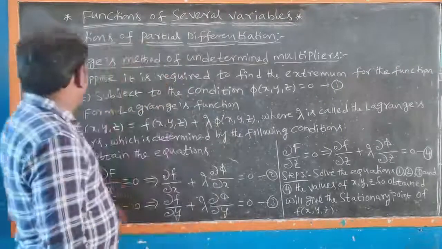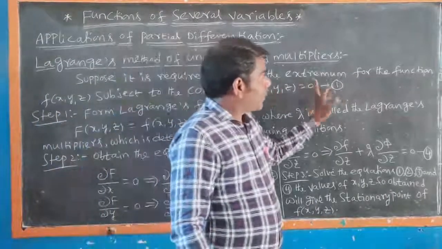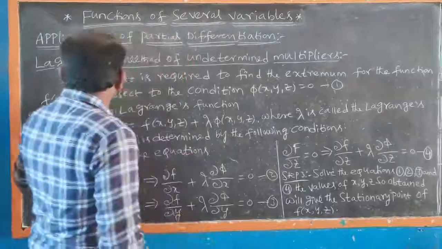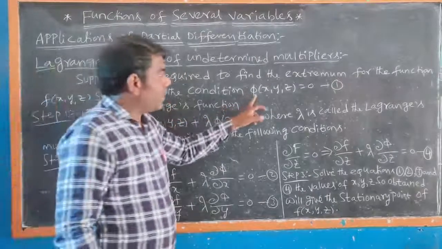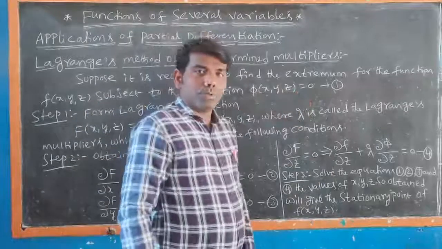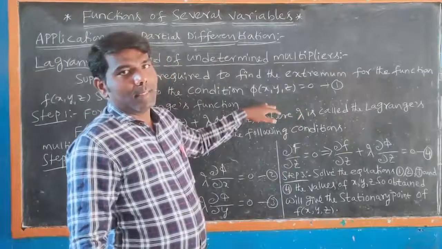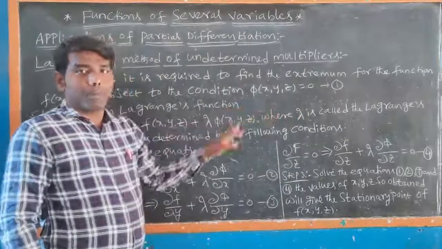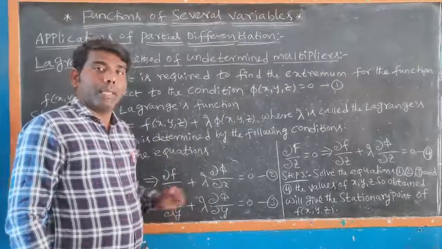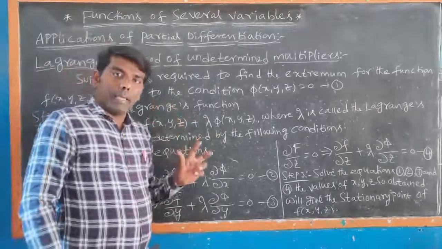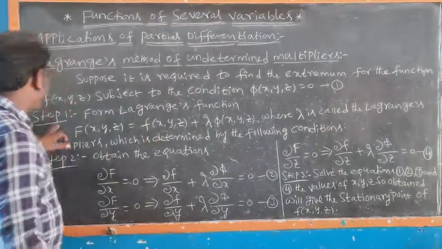Suppose it is required to find the extreme for the function f of x comma y comma z subject to the condition phi of x comma y comma z is equal to 0. This is equation number 1. This is the constraint. With constraint problems, by using this method, we can easily solve. Here there are three variables x, y, z.